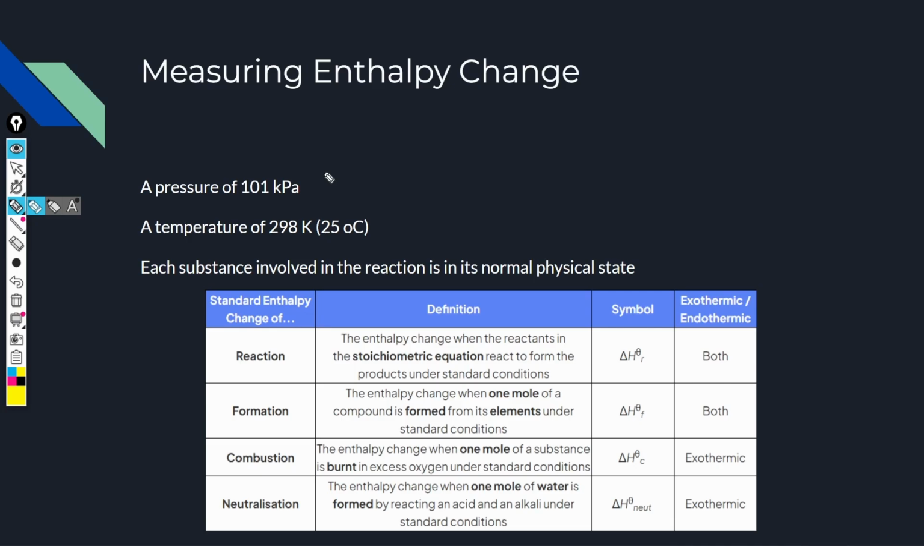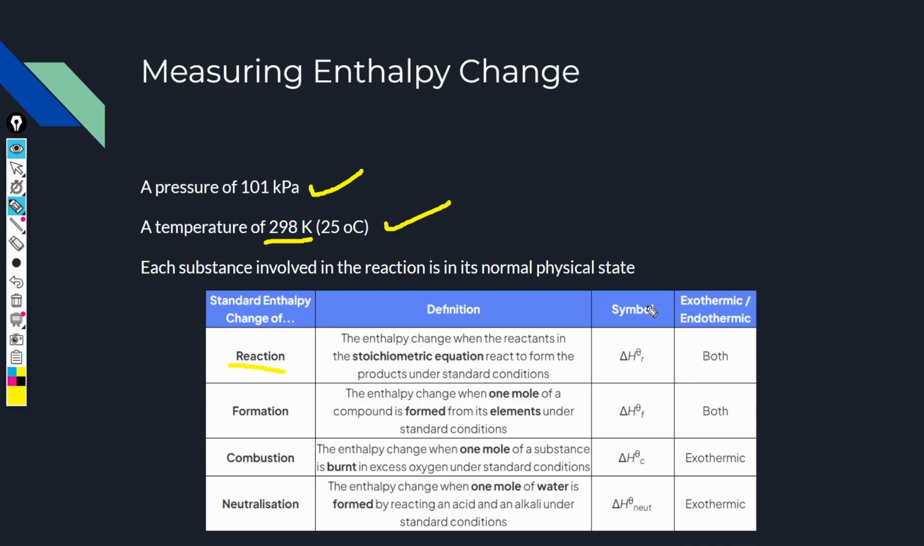Now, let us look at how you measure enthalpy change. So there are some conditions which must be obeyed when we're doing enthalpy change: you must have a pressure of 101 kilopascals, it must be 25 degrees or 298 kelvins, and each substance must be in its normal physical state at room temperature. So water must be a liquid, and oxygen would be a gas.